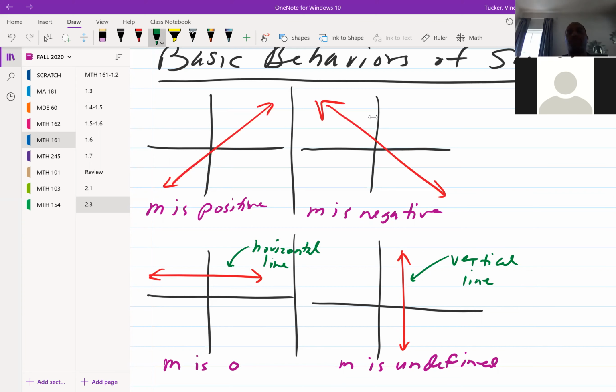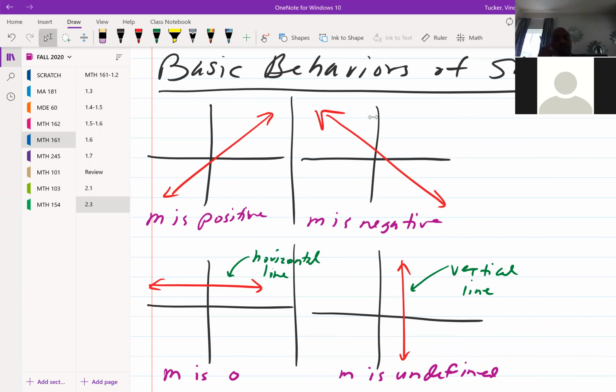All right, so your four basic behaviors of your slopes. If you follow your graph and it's going up or increasing, like this one, following it from left to right, that means your slope is positive. If you're following your graph from left to right and it's going down or decreasing, like this one, that means your slope is negative.